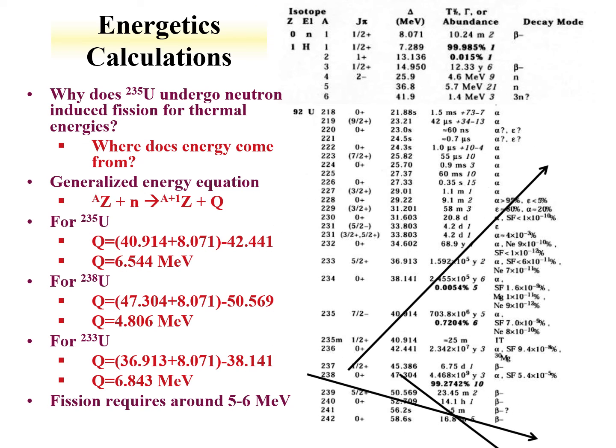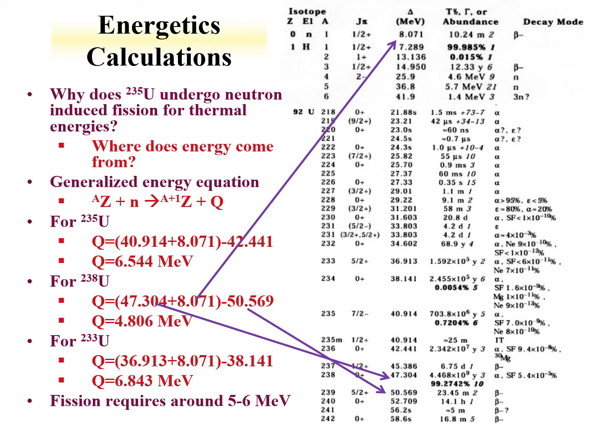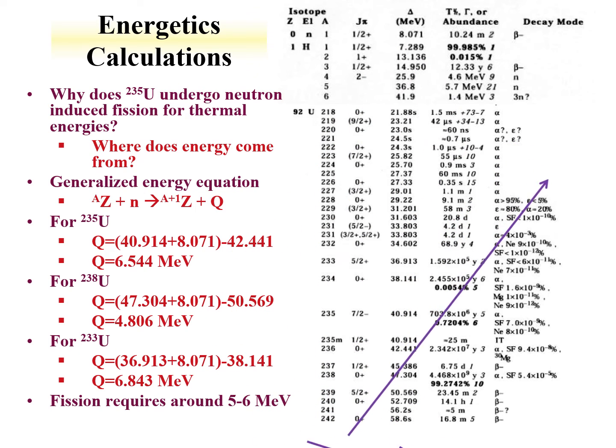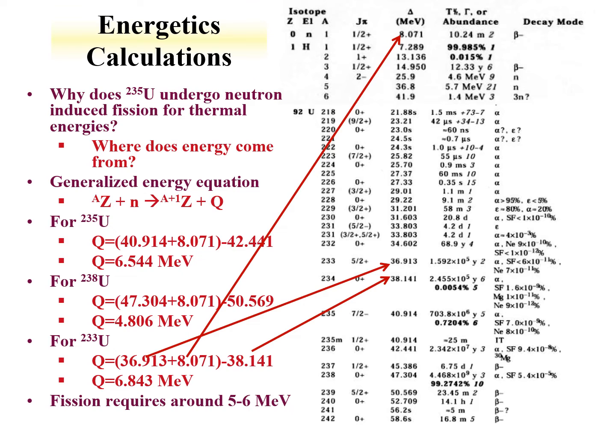For uranium-238, the data is shown here. So here's our Q value for mass excess uranium-238, mass excess uranium-239, mass excess for the neutron, giving us a Q value of 4.8 MeV. And then for uranium-233, the mass excesses are shown here. Again, this is the uranium-233, the neutron, and the uranium-234.